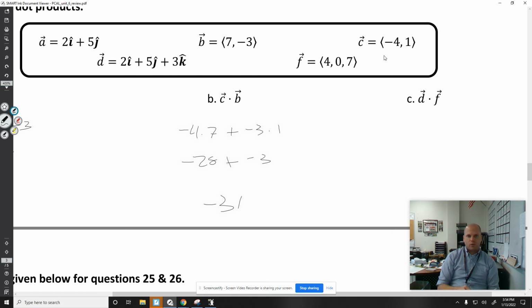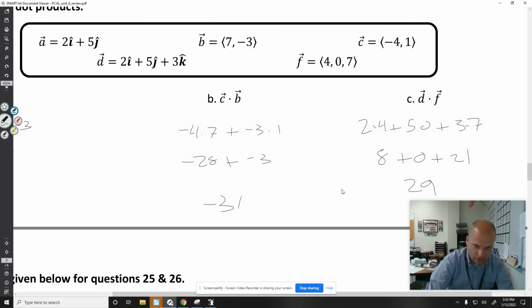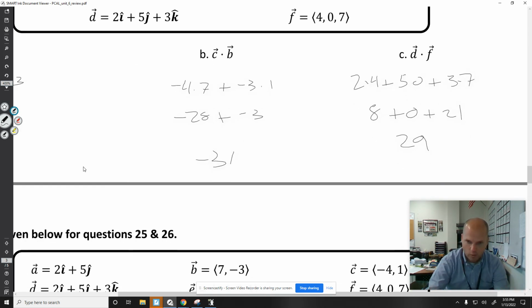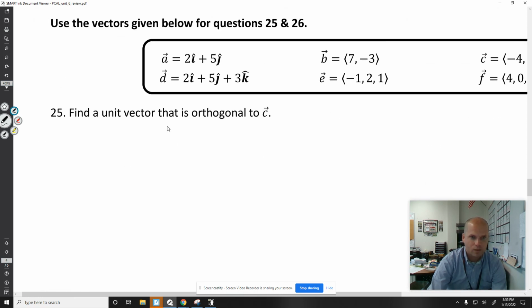D and F, three-dimensional dot products, no big deal. 2 times 4 plus 5 times 0 plus 3 times 7. It's just components plus components plus components. 29. That's boost. Those are vectors helping each other. That is positive work versus negative work.